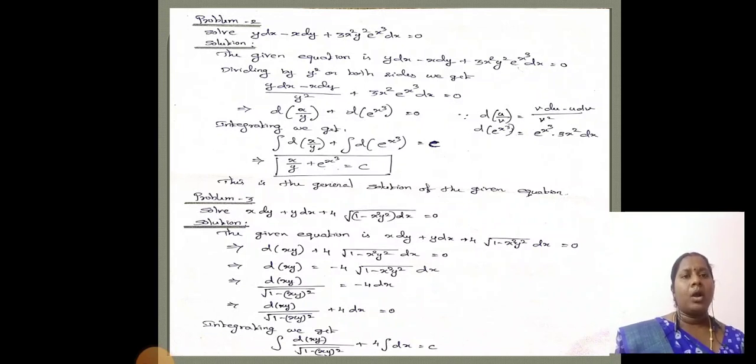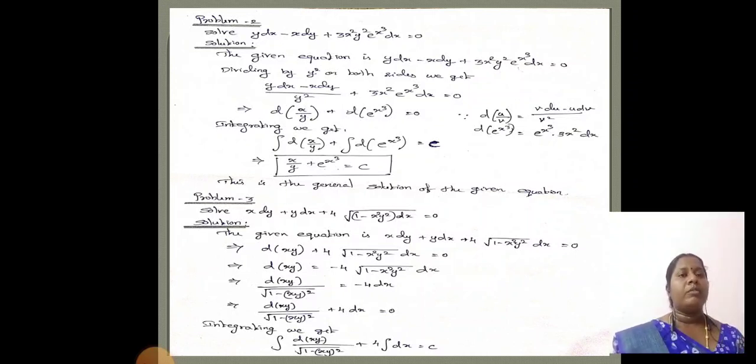Now integrate on both sides. We get integral of d of x by y plus integral of d of e power x cube equal to c. Now integrating, we get x by y plus e power x cube equal to c, where c is the constant of integration. This is the general solution of the given equation.